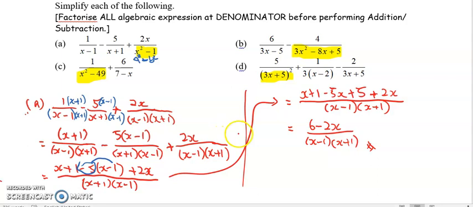At this point I would suggest you pause the video if you are writing down, because I do not have space here anymore. I'm going to erase A and continue with B. After B I will erase and continue with C and D.